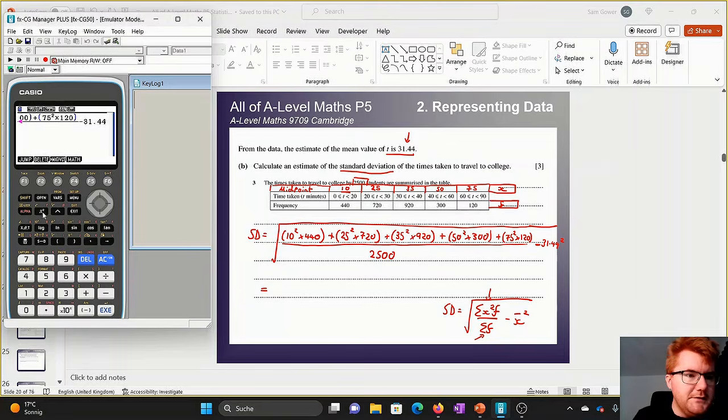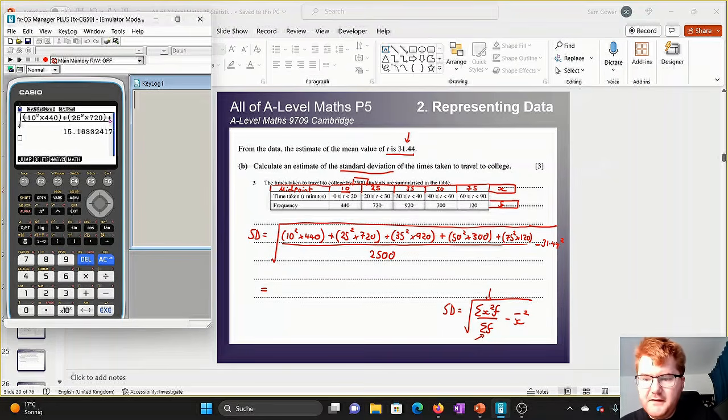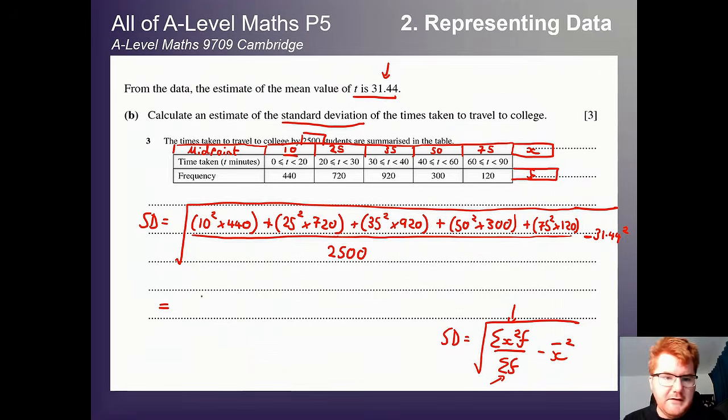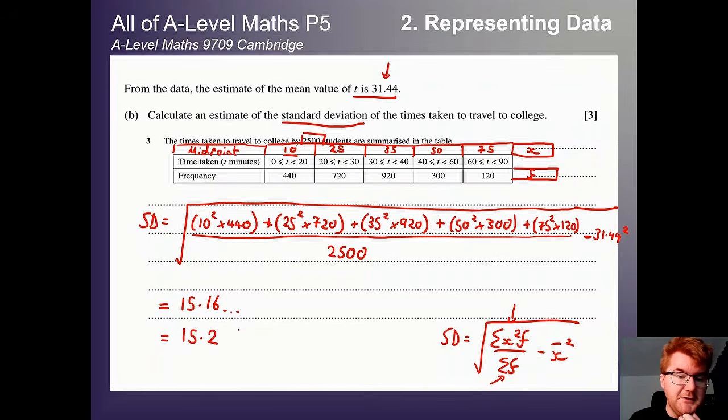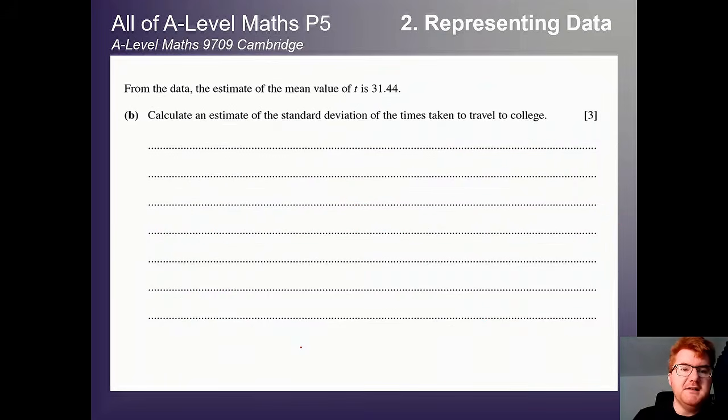31.44 squared. And we press our equals button here, and we get our answer of 15.16, which I'm going to write down here. So 15.16 dot dot dot. And generally we round these things to 3 significant figures. So we get 15.2. Again, I'm going to make it very clear to the examiner, I'm rounding this to 3 significant figures. On to part C here.